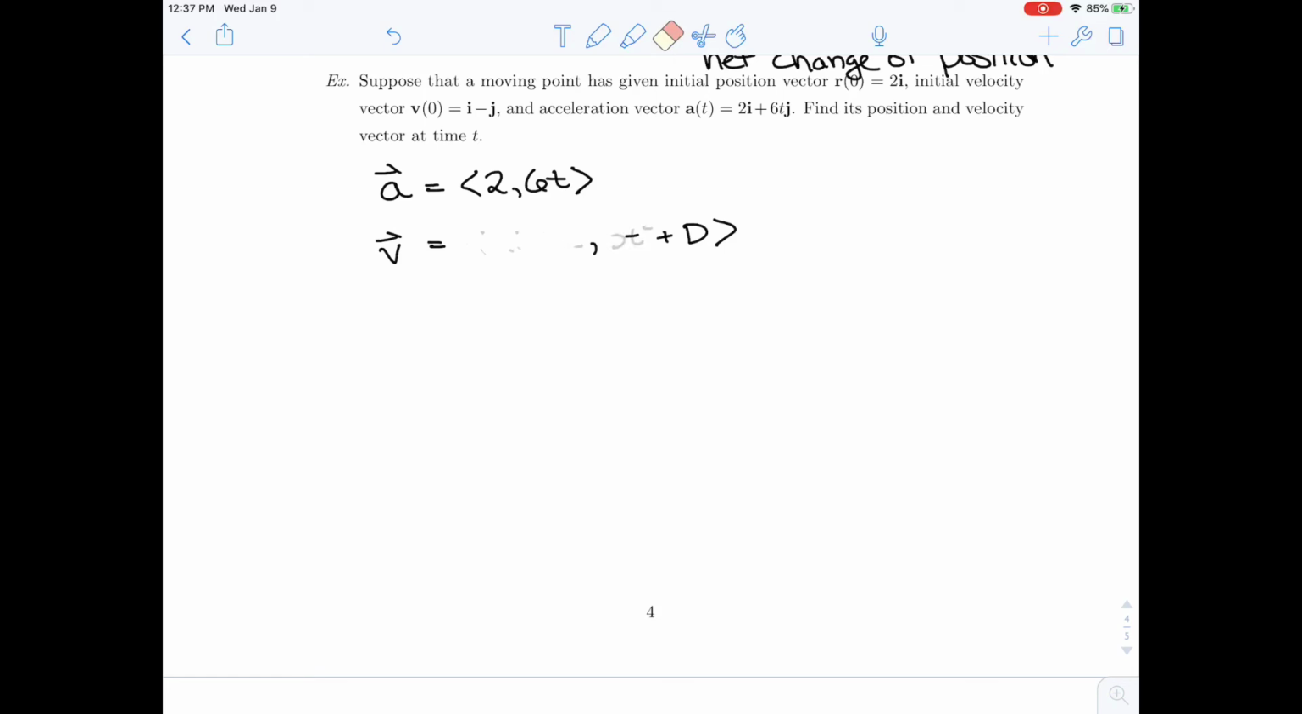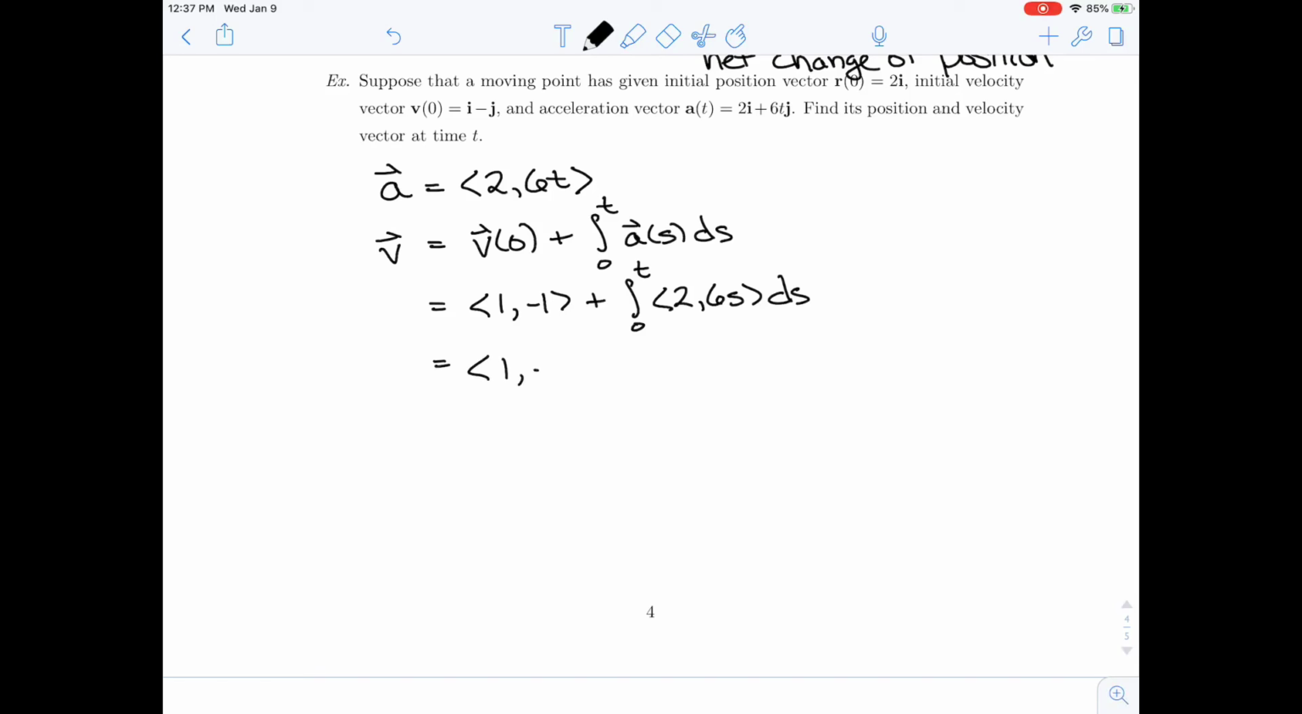I'd like to actually write this a different way using the fundamental theorem of calculus. If the antiderivative of acceleration is velocity, I can write that general antiderivative as v of 0 plus the integral from 0 to t of the acceleration vector a of s ds. So that initial velocity is 1, negative 1, plus the integral from 0 to t of 2 and 6s ds. That's going to be 1, negative 1, plus 2t and 3t squared. So my velocity is going to be 1 plus 2t and negative 1 plus 3t squared.